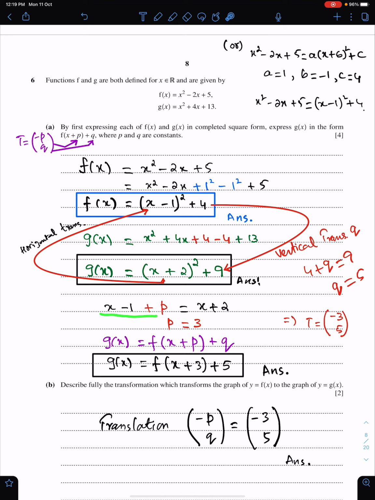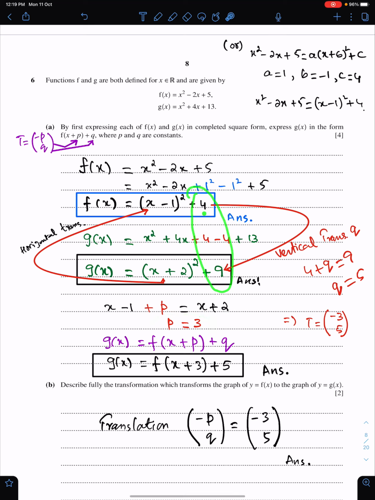This is here, x minus 1 plus p is equal to x plus 2, because this will convert into this form. When you add p into this, you'll get this thing. So I added p here to get the value of p. So p is 3.